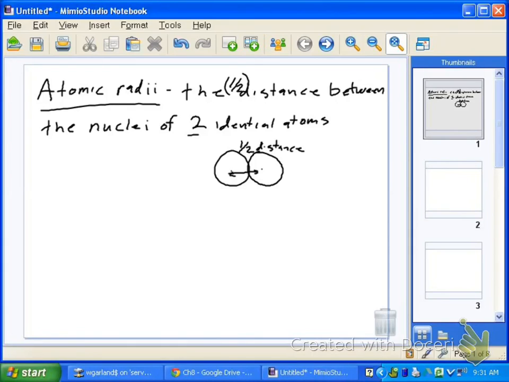So what would that be called? What's another way to look at that? What's the distance between the center and the outside of the circle? What's that called? Radius. Okay, so that's radius. All right, so we're going to look at some trends. Basically, the size of the atom.